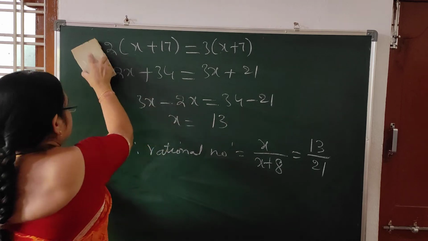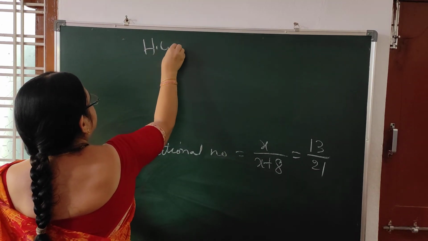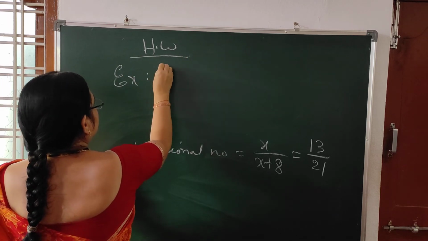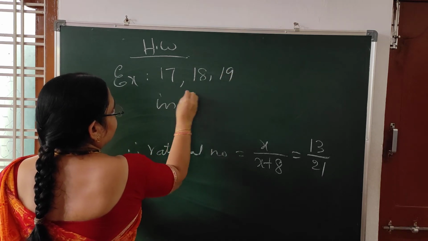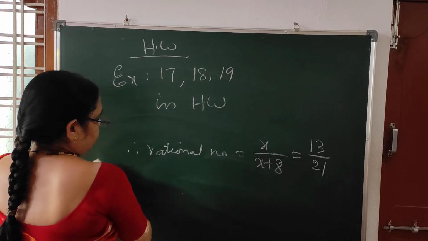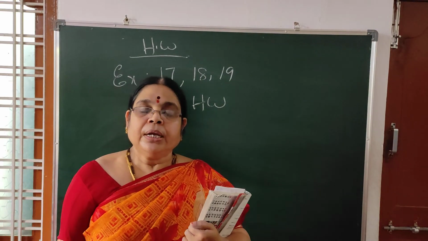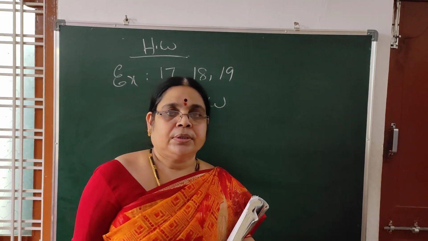So today's homework is examples 17, 18, 19. You have to do these 3 examples in your homework book. From tomorrow onwards I am going to start RD problems. Okay.